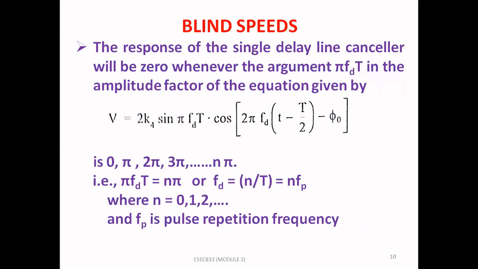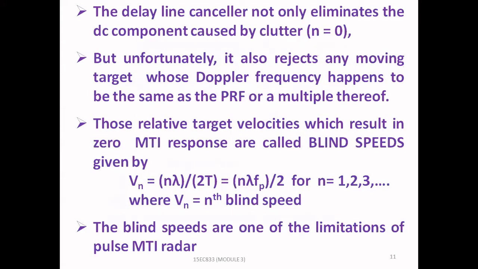That is pi FD T equal to n pi, or FD equal to n by T equal to n into Fp, where n is equal to 0, 1, 2, and so on to infinity, and Fp is the pulse repetition frequency. The delay line canceller not only eliminates the DC component caused by clutter, that is n equal to 0, but unfortunately it also rejects any moving target whose Doppler frequency happens to be the same as the pulse repetition frequency or a multiple thereof.